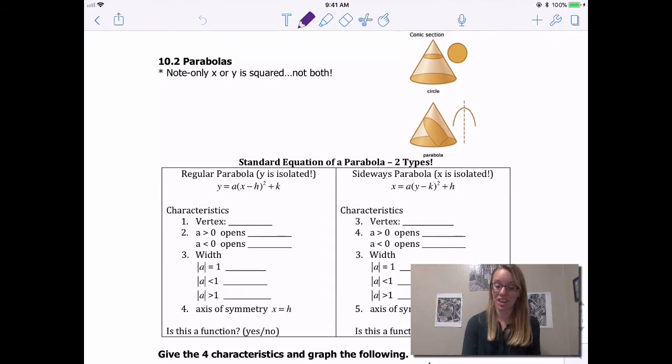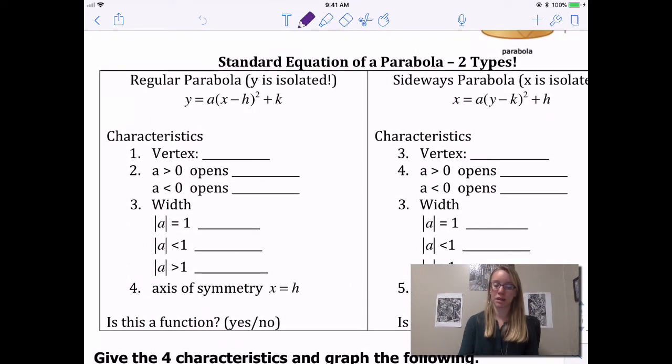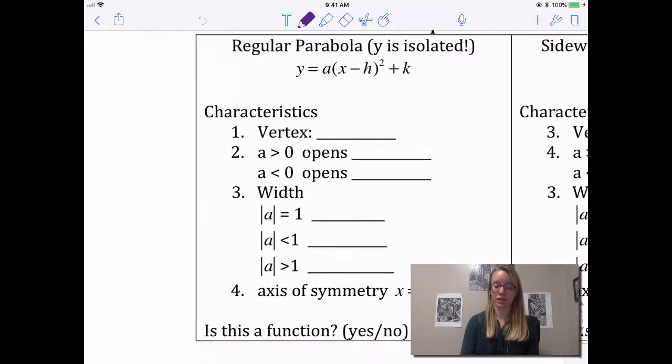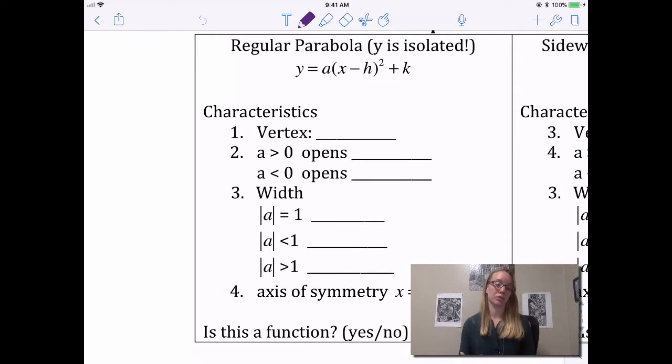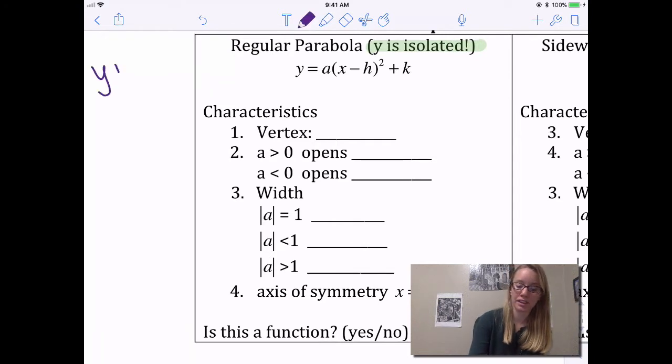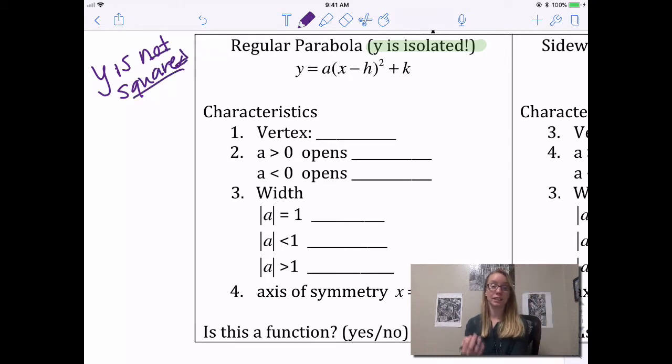So let's get started. Again, like I said, there are two types of parabolas. These are the ones that we're used to. This is a regular parabola. And the main thing you need to know about a regular parabola is y is isolated, or y is not squared. Okay, so remember with circles we had an x squared and a y squared. Here we just have like a y equals something.